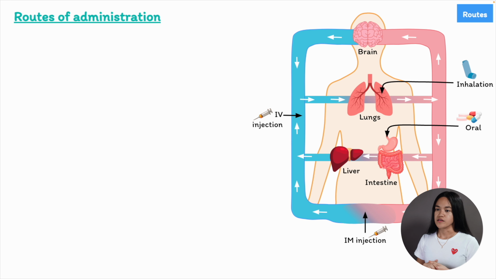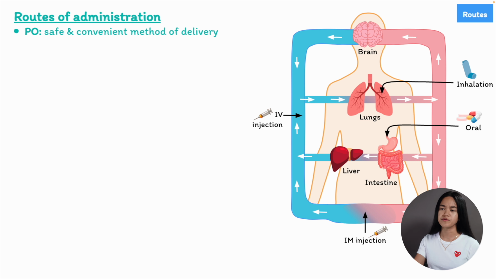We're first going to go through the enteral routes. The first one, which is the most common route of administration, is the oral route. So this is commonly referred to as PO. It's the most common because it provides a safe, least invasive, and convenient method of drug delivery. However, with convenience comes variability.